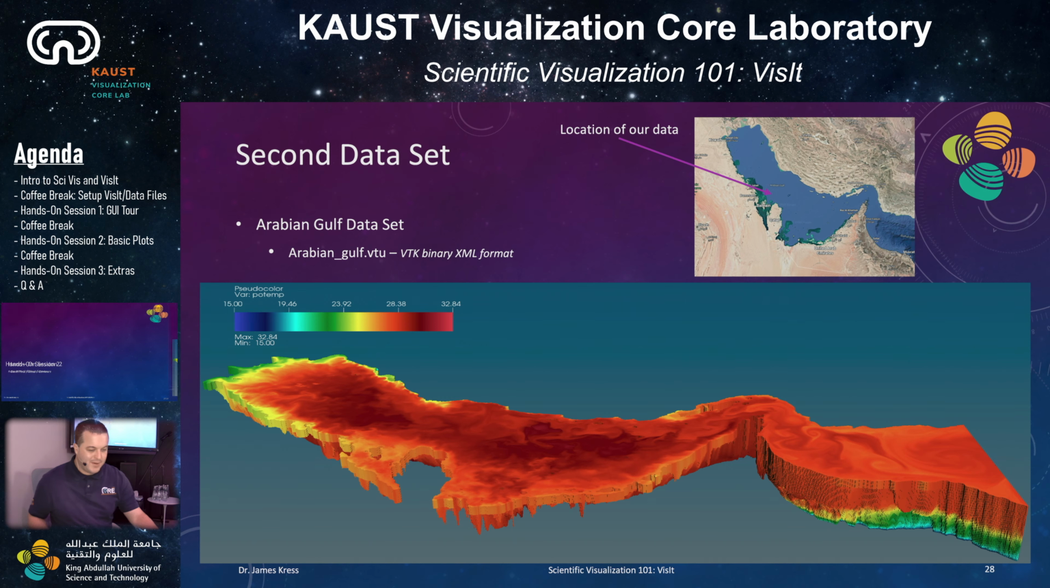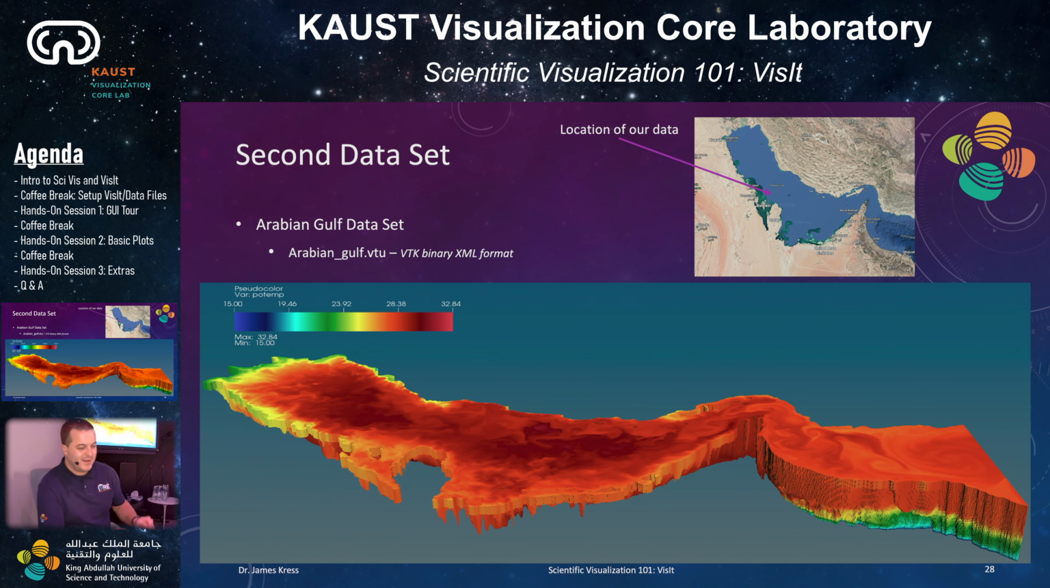This data set is an Arabian Gulf data set generated by one of our research partners upstairs in the Climate Change Center. It's a single file in a VTK binary XML format called VTU, called Arabian Gulf. So hopefully you've downloaded that. And of course, we all know where the Arabian Gulf is. Here's a picture of it up here so that you can remember what it looks like and what orientation it should be in when we're viewing it.